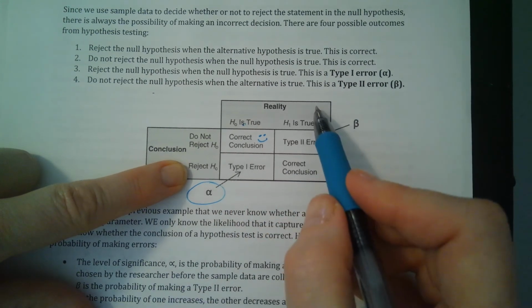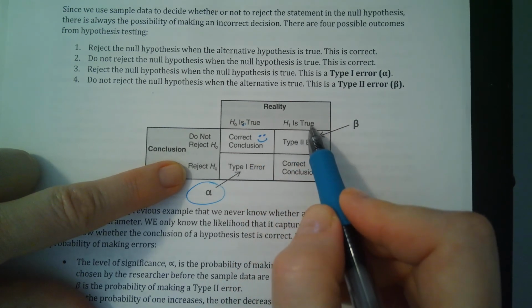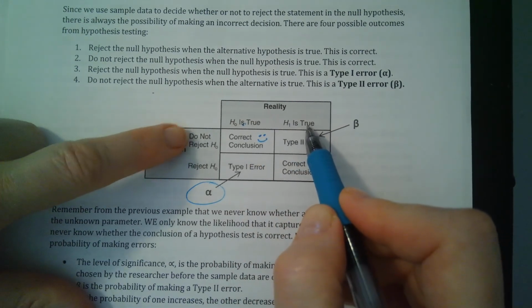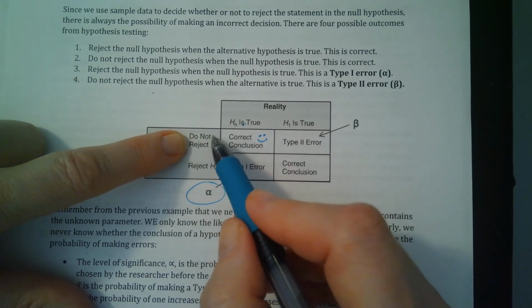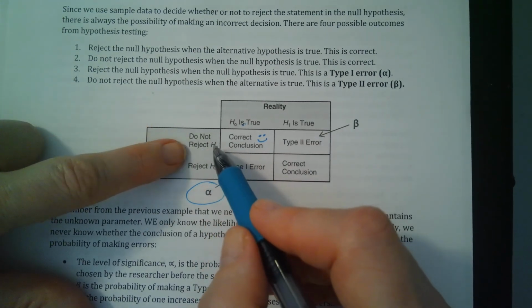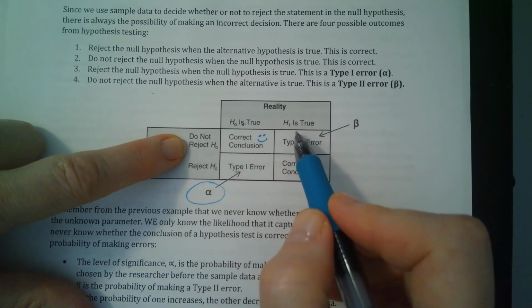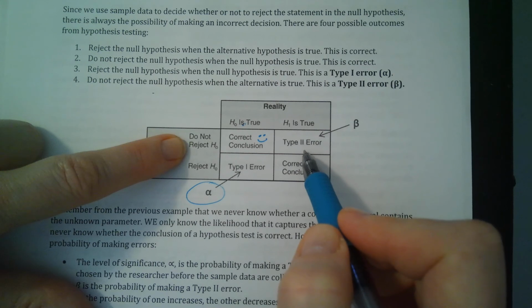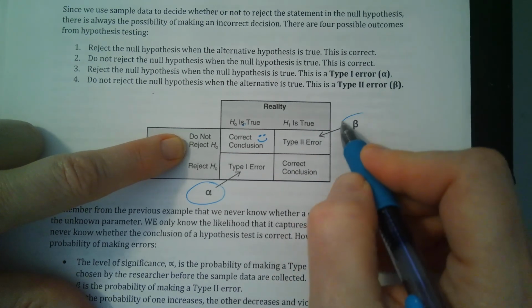Now there's another situation over here. What if the alternate is true? And let's go back to, well, what if you don't reject the null? In other words, the conclusion you're claiming is that the null is true, but in reality the alternate is true. This would be an error. This is what we call a type 2 error, or beta.